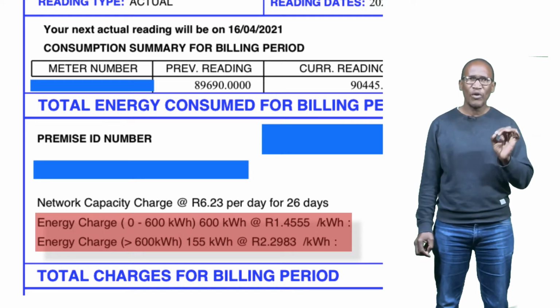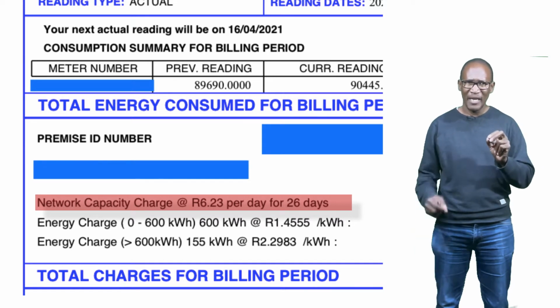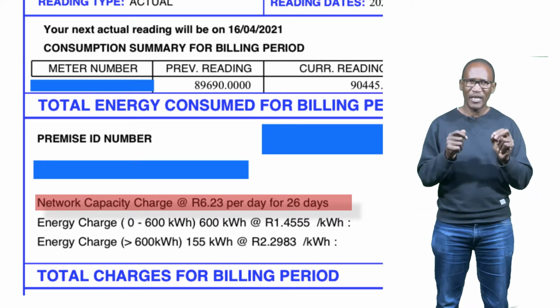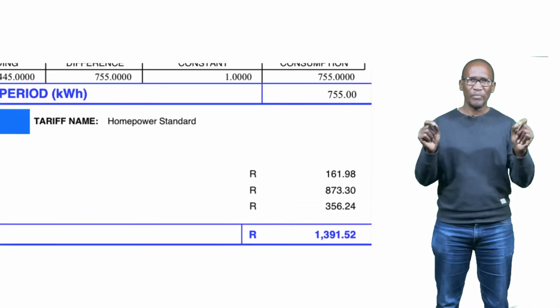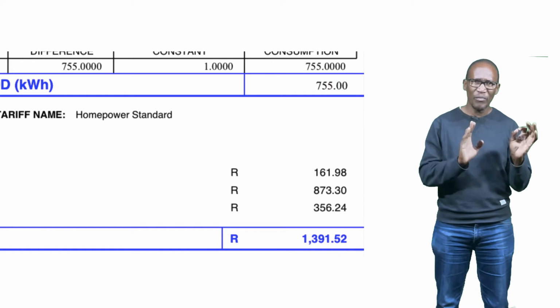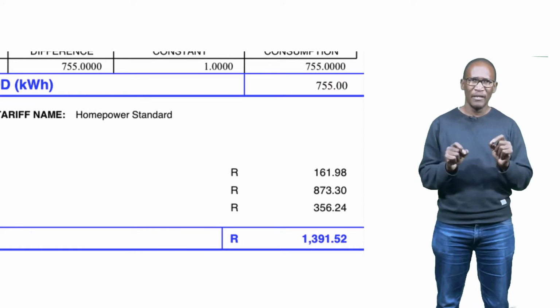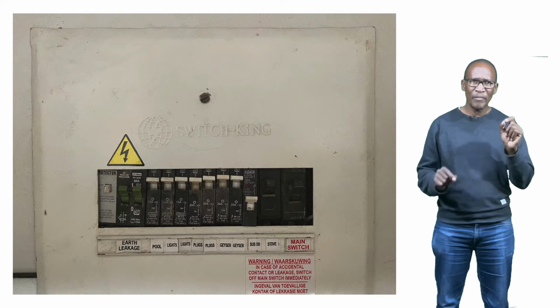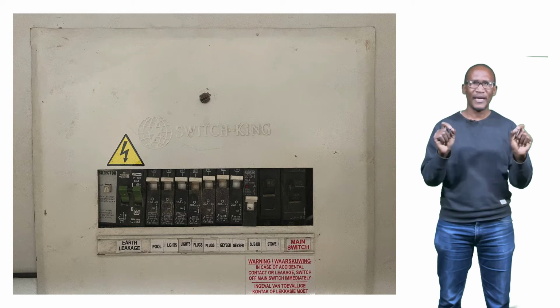In their billing, Eskom also has a daily network capacity charge of 623 cents per day. In this case, there were 26 days and the total charge for the period is 161 Rand 98 cents, which takes the total bill to be the sum of the three components, which makes a total of 1,391. From the Eskom meter box, power goes to the main electricity distribution box, the main DB box inside the house.